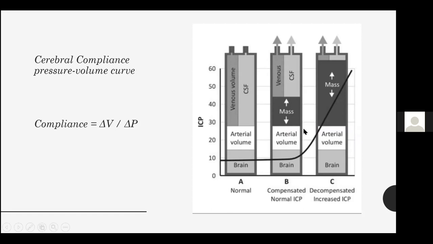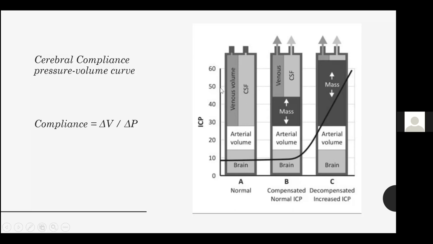If anything happens within the brain in terms of mass, the first thing is the relocation of the venous blood and CSF. So there won't be any increase in ICP. That is compensated normal ICP. If the mass expands further and there is no room for relocation of the CSF or blood volume, then there would be exponentially increasing ICP.